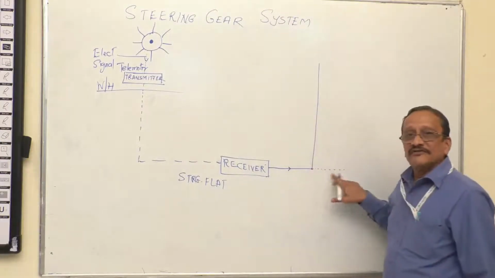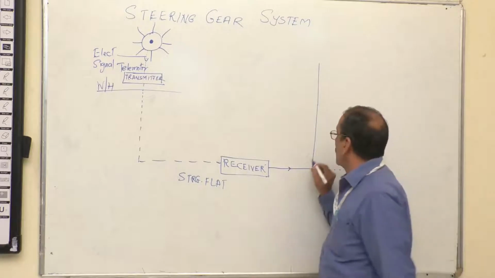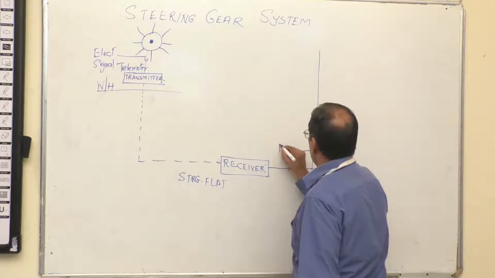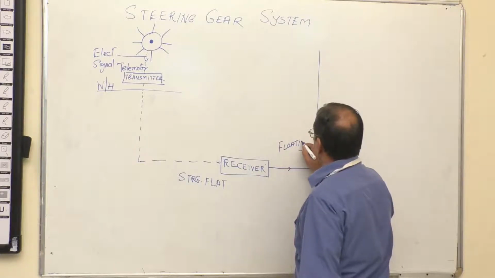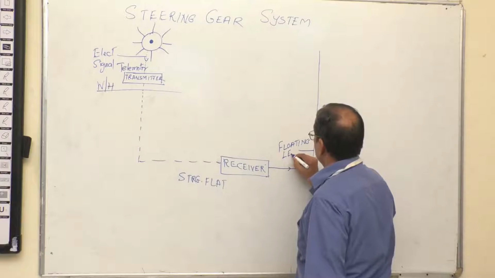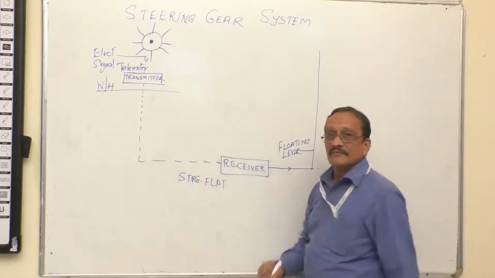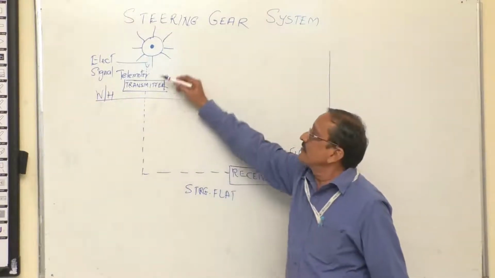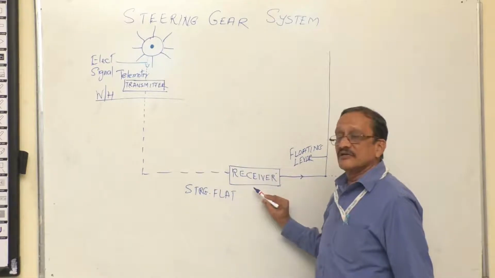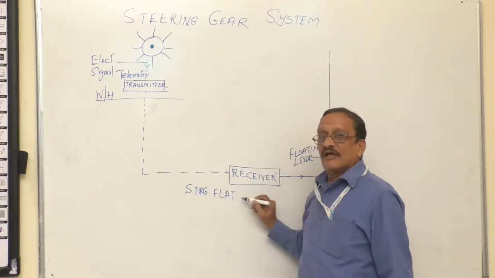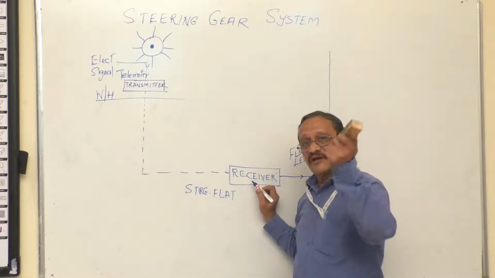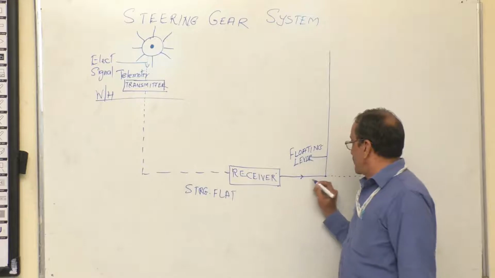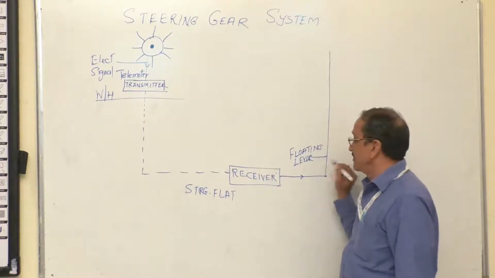From this point over here, this point is getting shifted. Before that, I have to tell you what this particular lever is. This is nothing but a floating lever. Here we have this signal, as I told you earlier. The electrical signal is coming into your steering compartment and comes up to the receiver. The receiver in turn is going to change that into a mechanical movement.